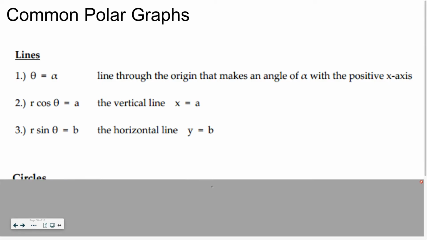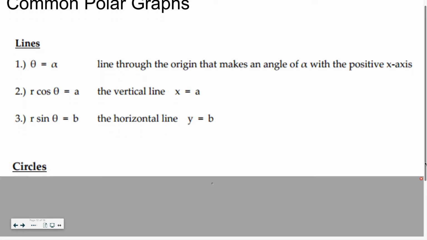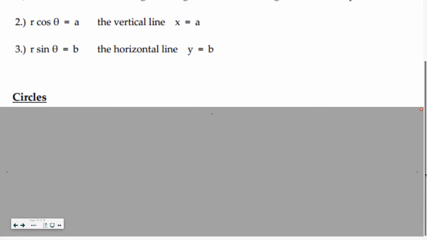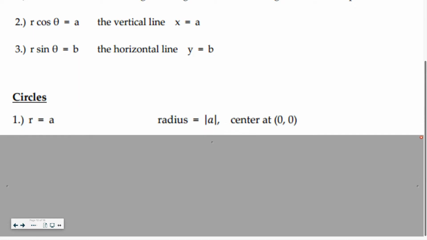Let's talk about our circles. Okay, simplest way to make a circle in polar form: r equals a number. You have the center at the pole, and the radius is how far away you are.